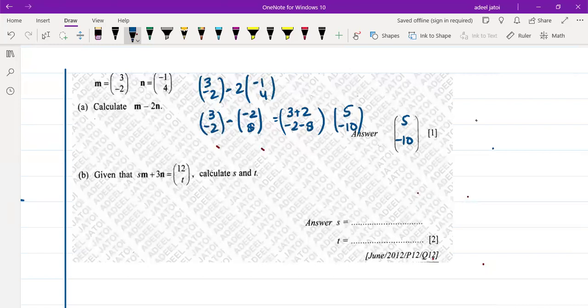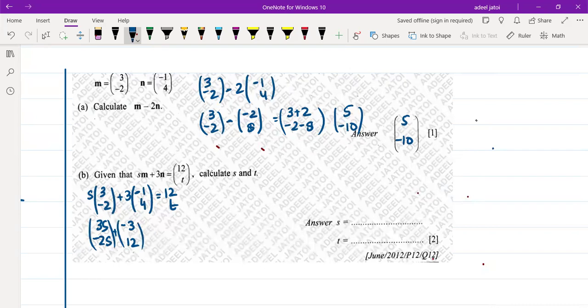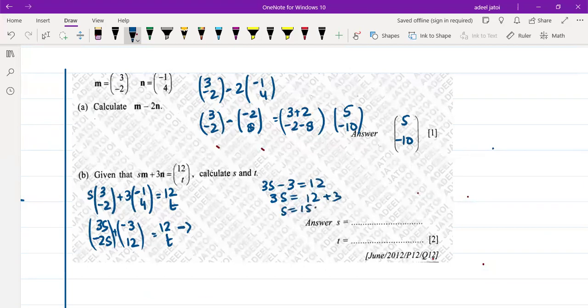The other will be SM plus 3N. So S times (3, -2) is M, plus 3 times N, (-1, 4), is equal to (12, T). So this is 3S minus 3 and minus 2S plus 12, right? These are the two brackets and 12, T. So if you just see in the first equation, because there are two equations, you have 3S minus 3 is equal to 12, which will give me the value of S only. Plus 3, so 15 upon 3 becomes what? 5.